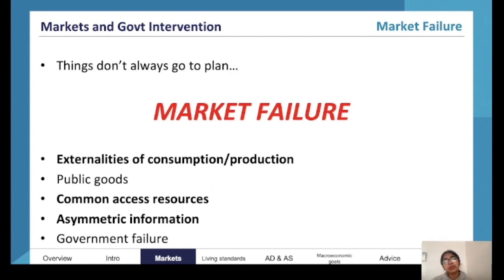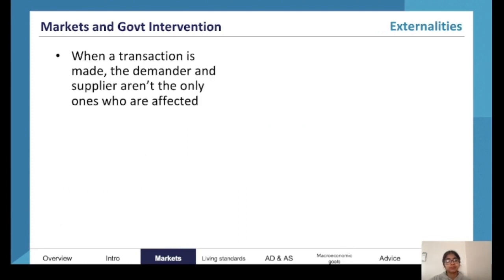So there's quite a few market failures to think about. Externalities, public goods, common access resources, asymmetric info, and government failure. Let's start with externalities. When we make a transaction, the person demanding the good or service and the supplier are not the only ones that are affected. There can also be third parties, people not involved in the transaction who are also affected by the transaction.